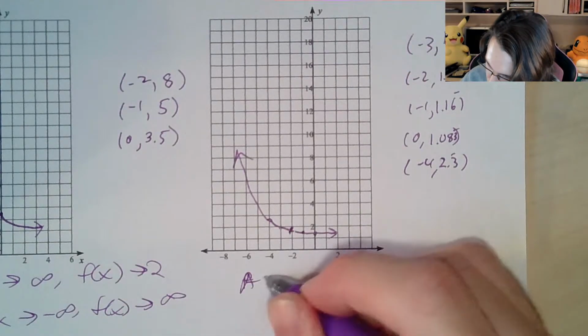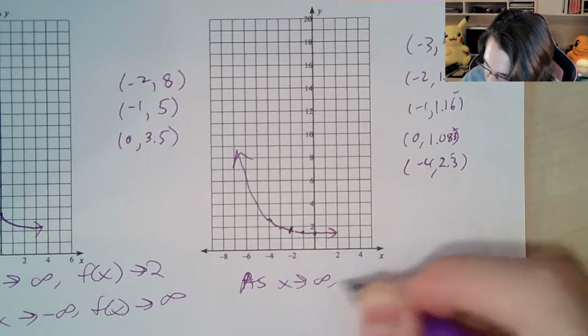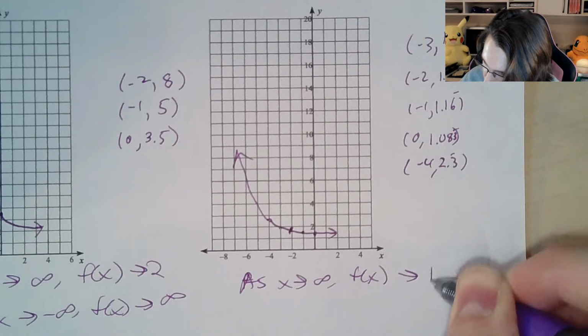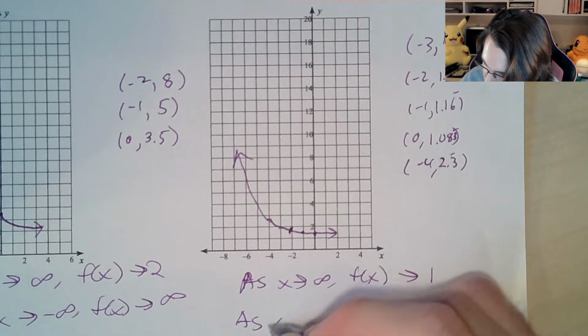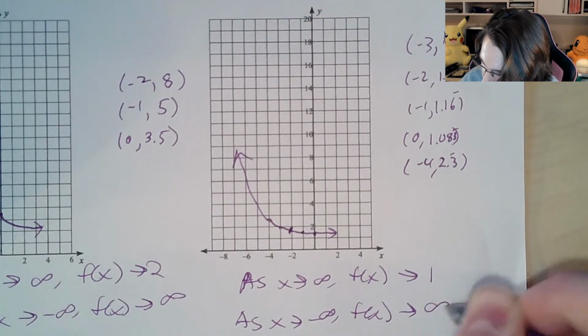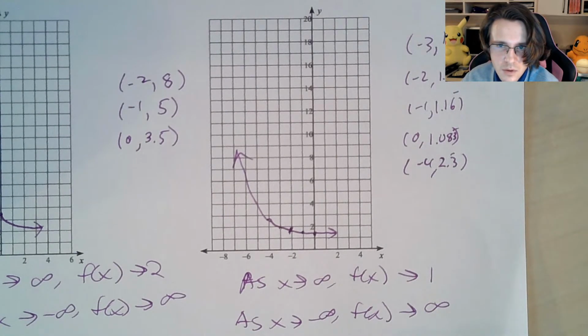And we can now write our answer. As x approaches infinity, f of x approaches, again, positive 1, wherever that number is on the side. As x approaches negative infinity, f of x goes up. There we go. We are all done.